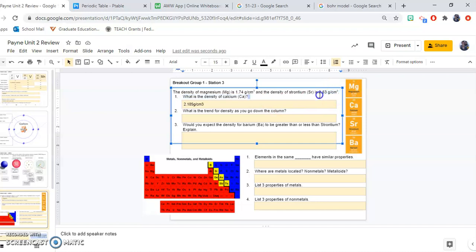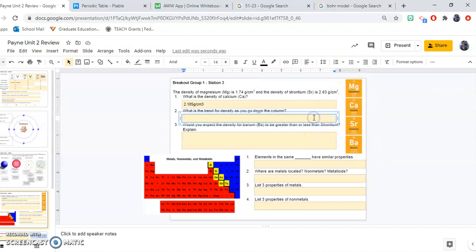What is the trend for density as you go down the column? Well, let's actually look at our answers and discover that. So, magnesium up here is 1.74. Calcium right here is 2.185. And then strontium is 2.63. So, as we go down the column, we see density increases. Density increases as we go down.